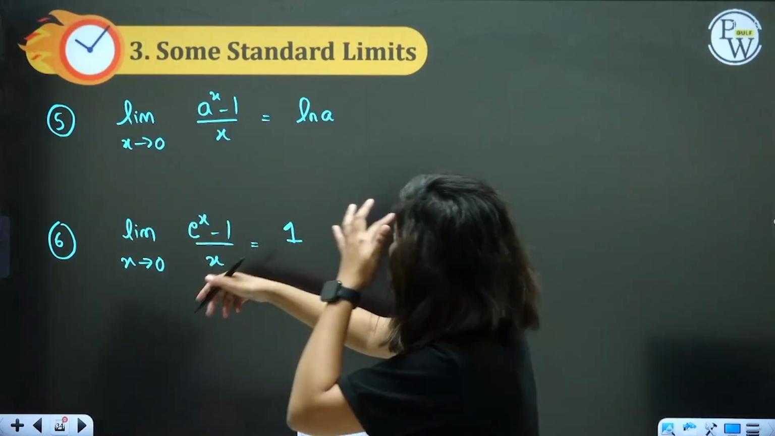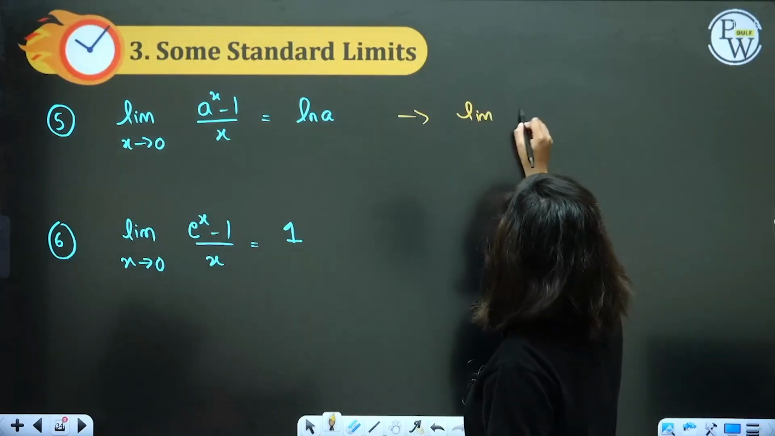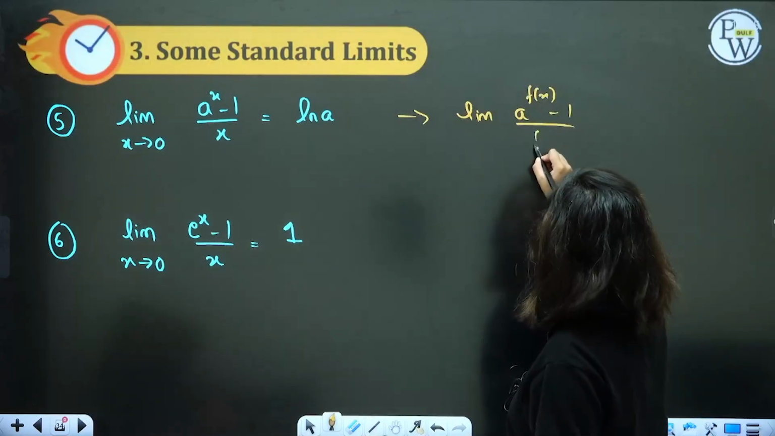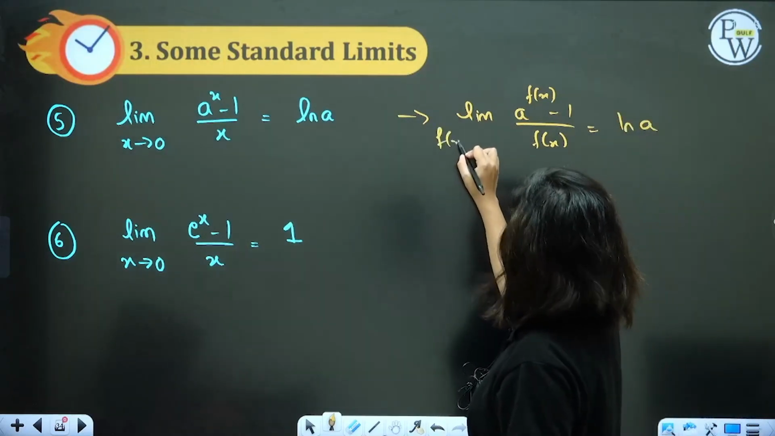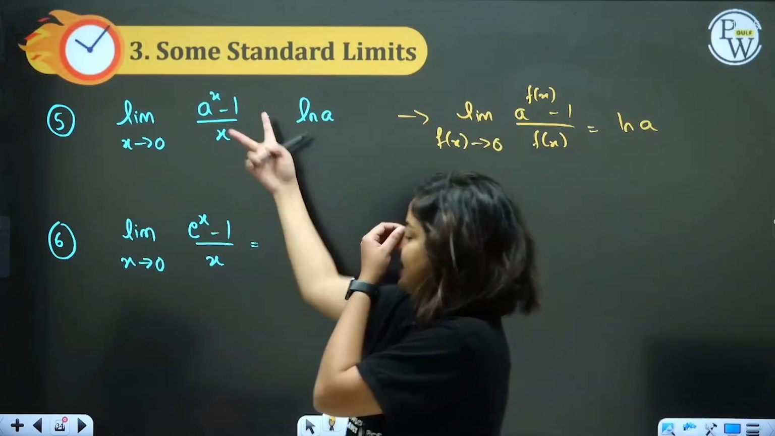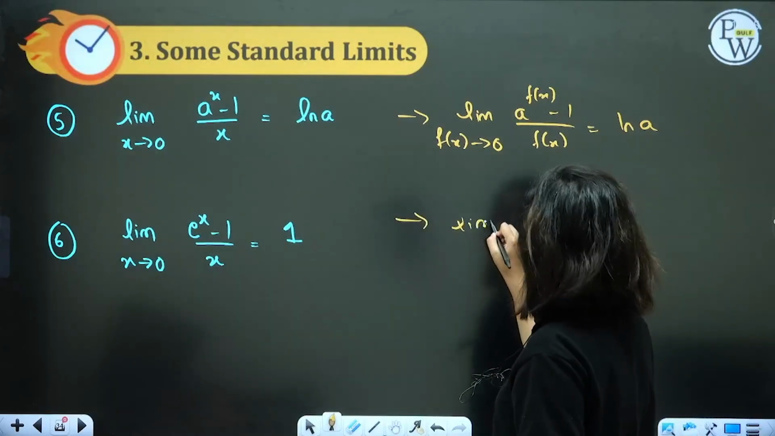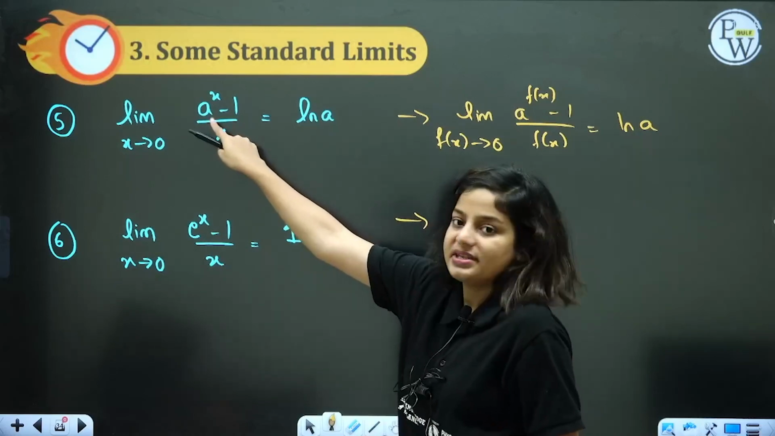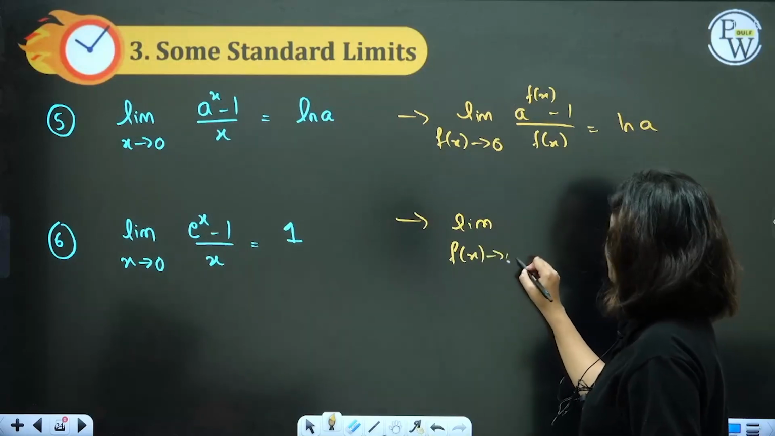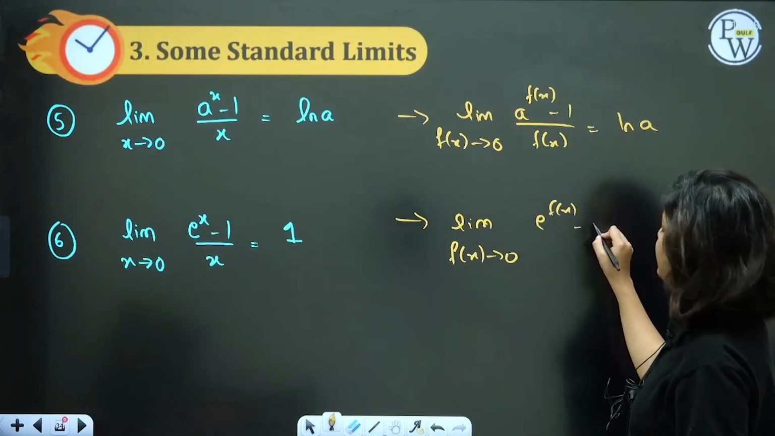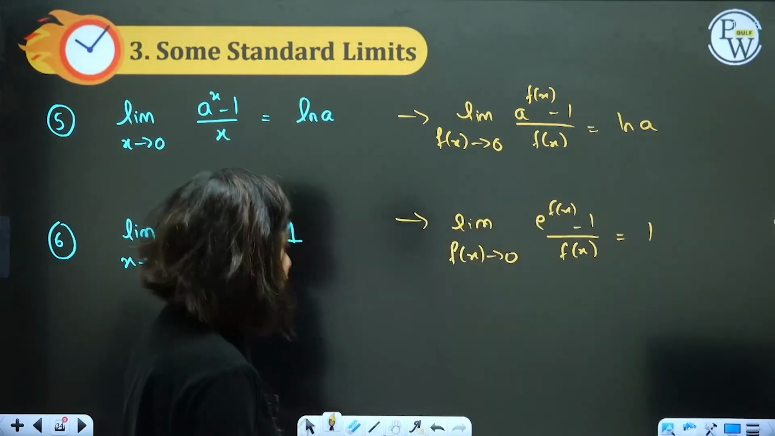Nice. The next two formulas, fifth and sixth: limit x tends to 0, a raised to x minus 1 upon x is log a. Its other form is a raised to f of x minus 1 upon f of x will be equal to log a, I am talking about natural log, where f of x tends to 0. And the same formula can be replicated for e raised to x also. Just remember, very easy, ln a, your constant is e, so ln e will be 1, limit f of x tends to 0, e raised to f of x. Please make a formula book for this particular chapter, limits of a function.